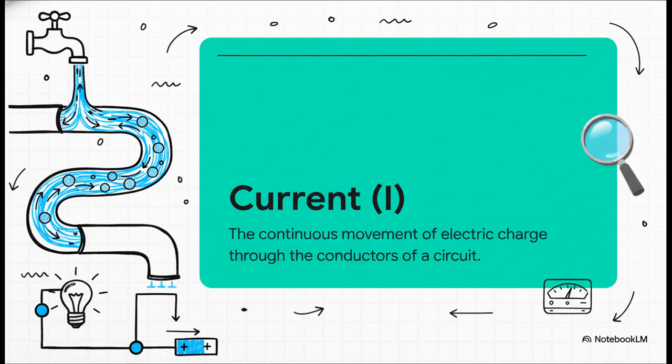So if voltage is the pressure pushing the water, then current, that's the I, is the actual flow of the water. It's how much electric charge is moving past a certain point every single second. And really, this is what we're usually trying to control or use in a circuit.